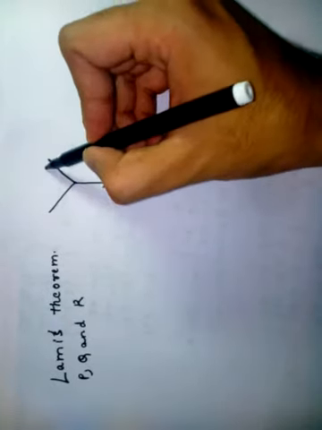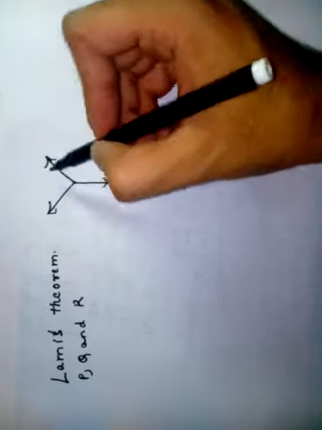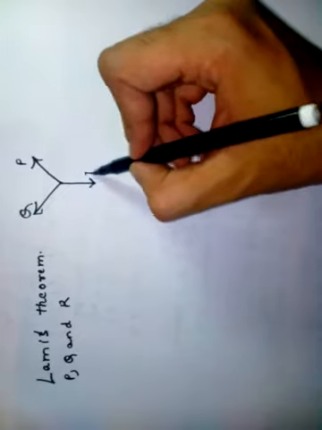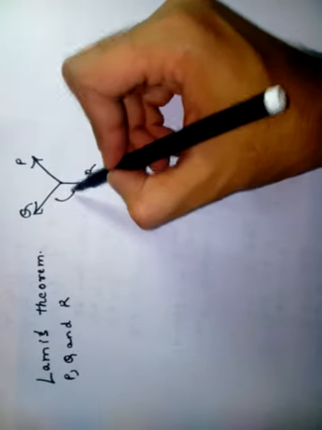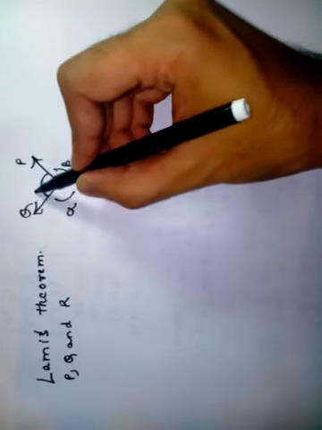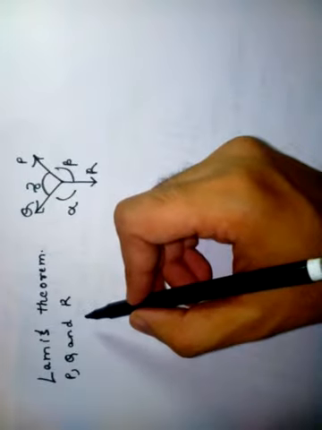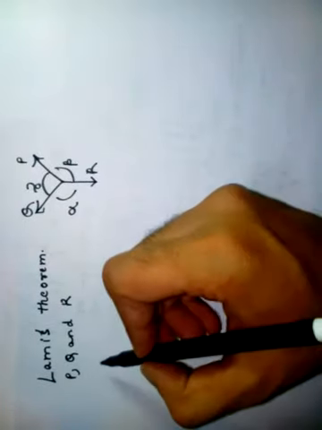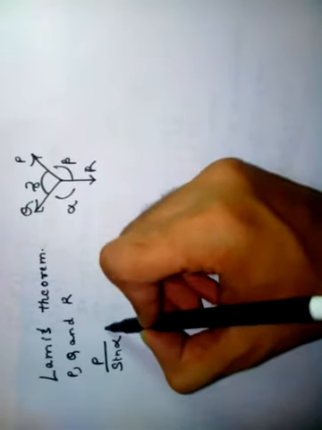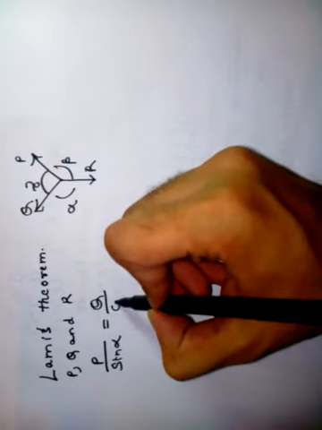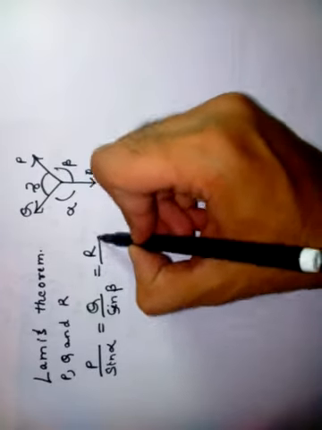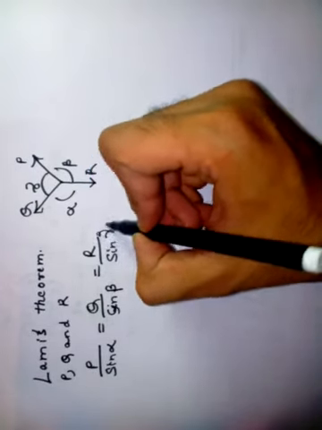these are the vectors, that's P, Q, and R. Let's say they are at an angle alpha, beta, and gamma. Then by Lami's theorem, mathematically we can write this as P by sine alpha is equal to Q by sine beta is equal to R by sine of gamma.